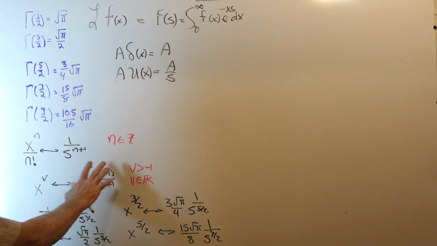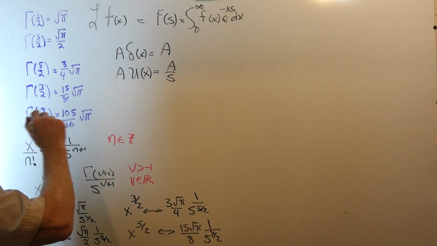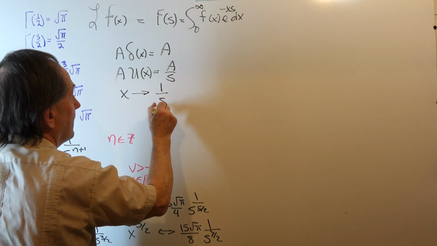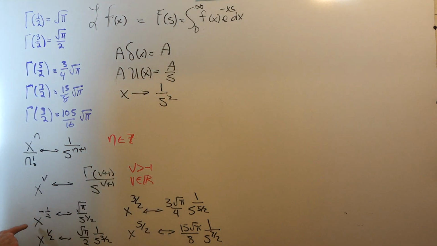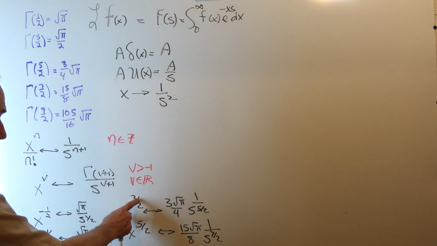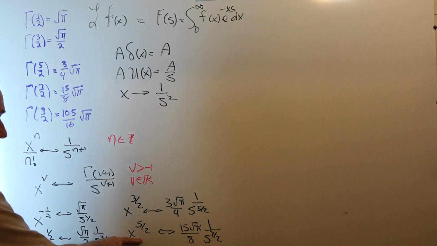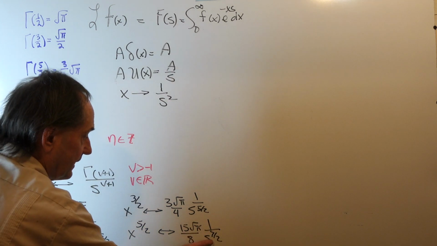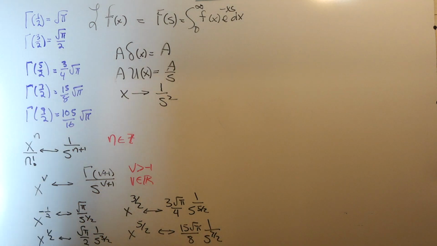And here are some other Laplace transforms. If we take x, it transforms to 1 over s squared. And x to the 1/2 goes to the square root of pi over 2 times 1 over s to the 3/2. And x to the minus half becomes square root of pi over s to the 1/2. The 3 halves becomes this. X to the 5 halves becomes 15 pi over 8 times 1 over s to the 7 halves.